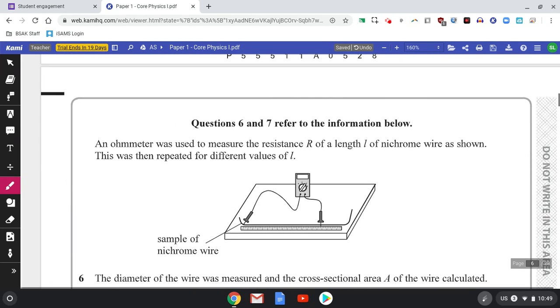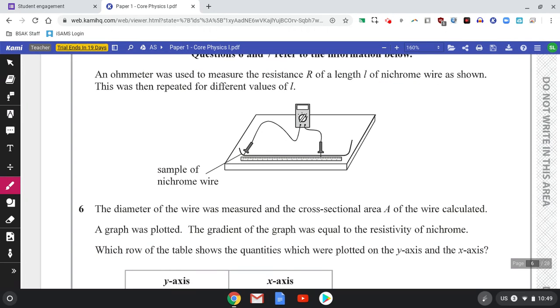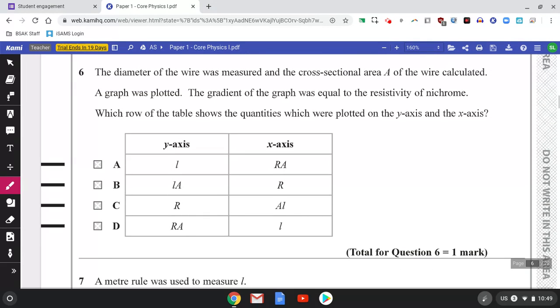Okay, question 6. We've got an ohm meter. Again, we're looking at the resistance of a wire, an ohmic conductor. It's nichrome. We're talking about resistivity here, aren't we? Now, we want to find resistivity from the gradient. We want to plot a graph where the gradient of the graph is equal to resistivity.